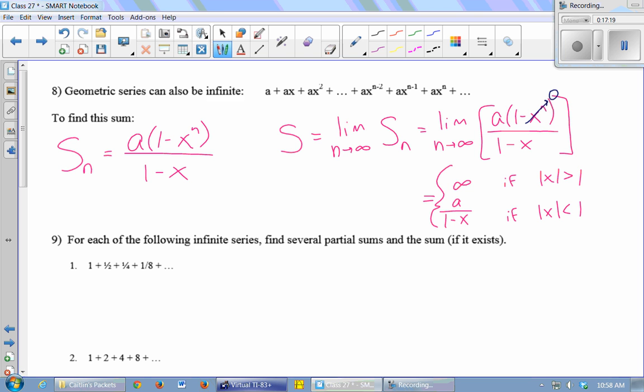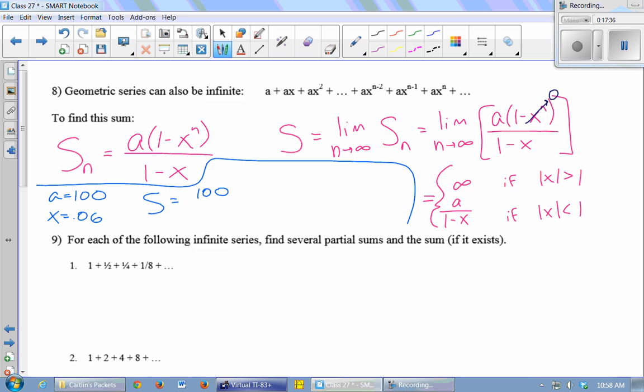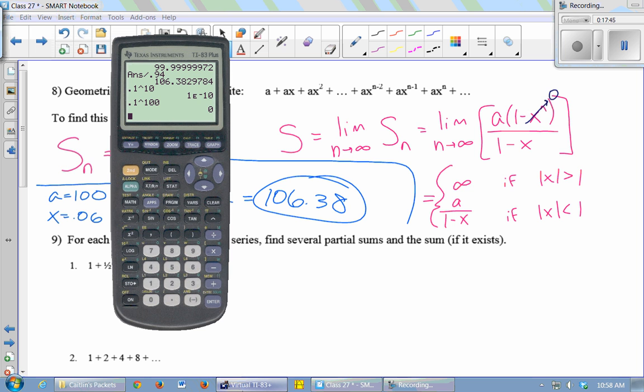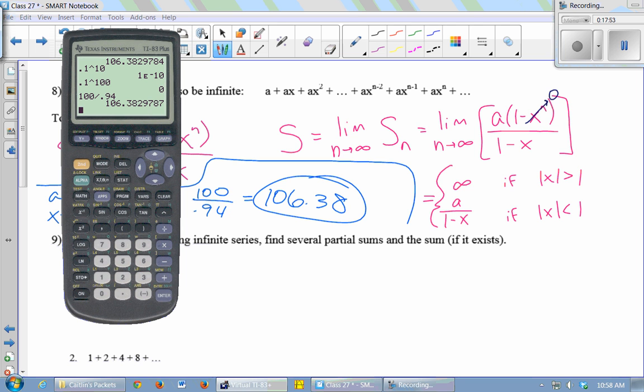So let's think about the coffee problem. a was 100, x was 0.06. 0.06 is less than 1, so I know that it will converge to S equals 100 over 0.94, that's 1 minus 0.06, which is 106.38. Type that in. So after 7 days, we've already reached that limit, that stabilized caffeine level.